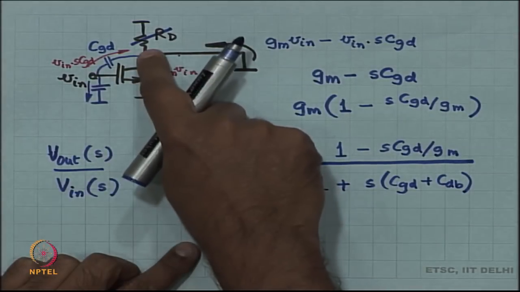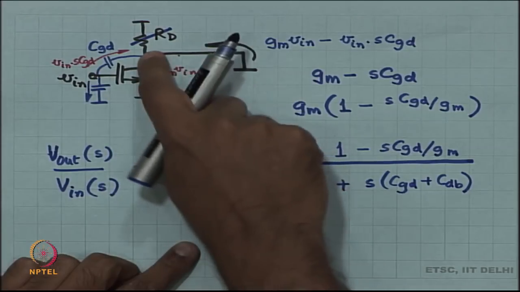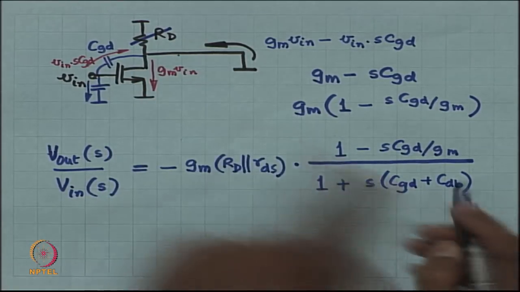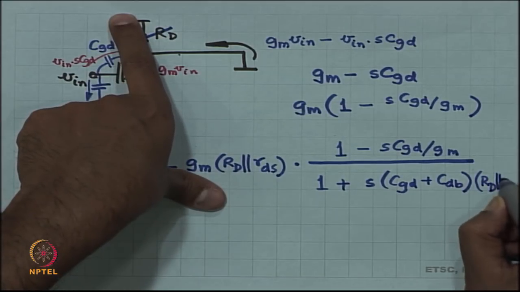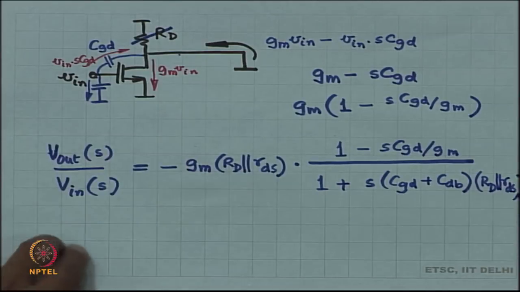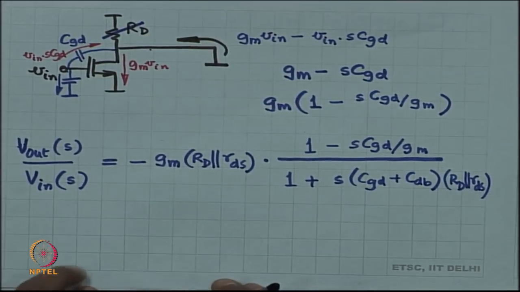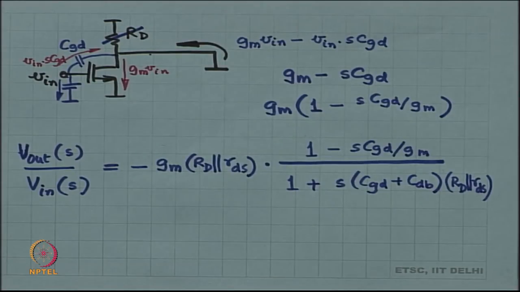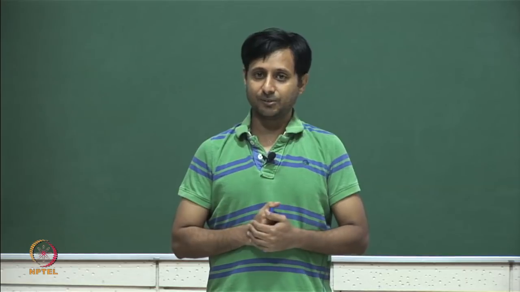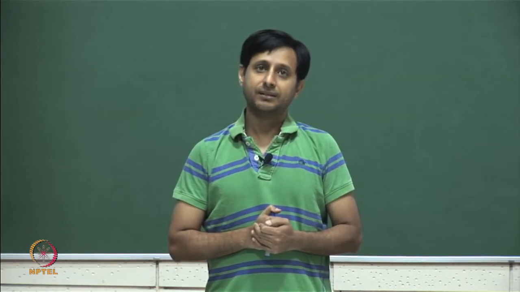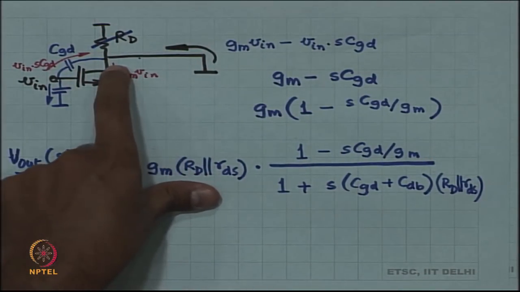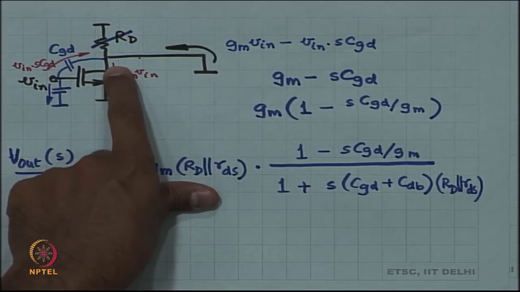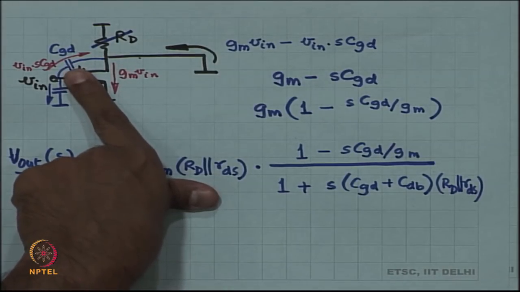gate to drain. At the output node you had gate to drain capacitance as well as drain to body capacitance, and Rd parallel Rds. Okay. So, this is the overall transfer function. There is a right half plane 0 and there is a pole. The pole is at the RC of the output node. Okay. The right half plane 0 comes because of CGD.